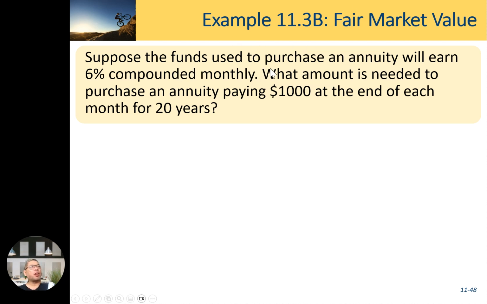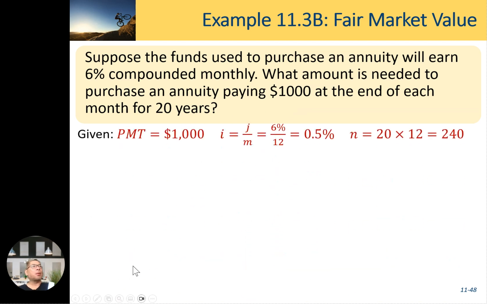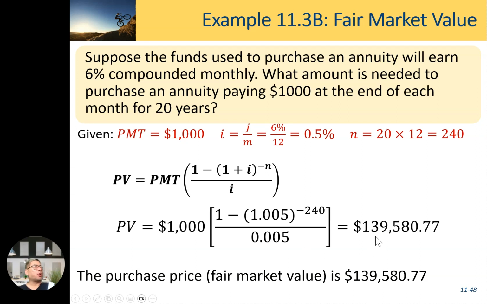Let's suppose the fund purchases an annuity that will earn 6% compounded monthly. What amount is needed to purchase an annuity paying 1,000 at the end of each month for 20 years? Payment is 1,000. Okay, 6% is coming from here, divided by 12, which is monthly, so you get the rate of 0.5%, and it is 20 times 12, which gives you 240 here. So when you put in all the key components, you just plug in the formula and calculate. You got 139,580.77. Okay, that's the first one.